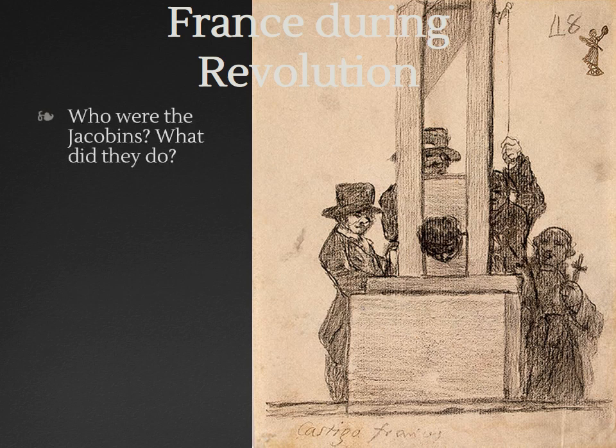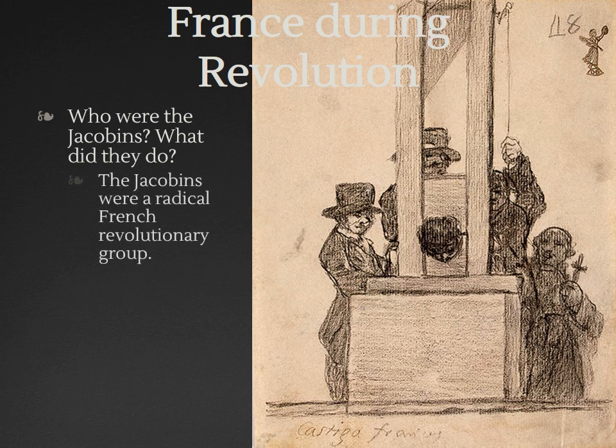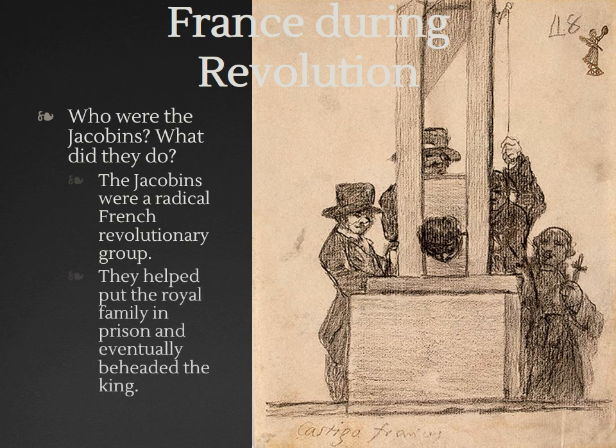The question is, who were the Jacobins and what did they do? So the Jacobins were a radical French revolutionary group. They were the leaders of the initial movements of the revolution. And they helped put the royal family in prison. They grabbed them from Versailles, their kingdom or castle, about 15 miles away from Paris, and brought them to prison in Paris. And then eventually they beheaded the king and queen, King Louis XVI and Marie Antoinette, in the center of Paris for all to see. Unfortunately, they didn't have a great plan for what to do next after the king was already beheaded.